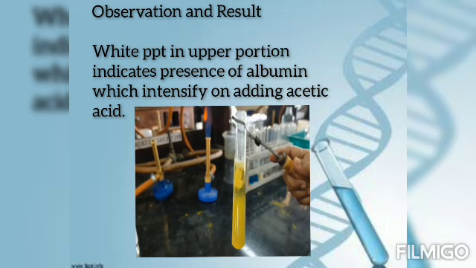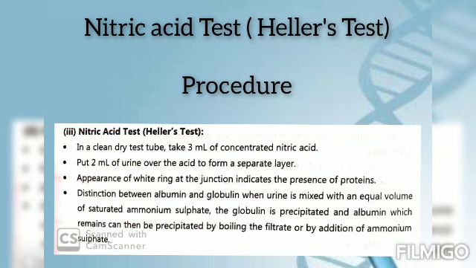Here we can observe the presence of white precipitate, which is observed after the addition of acetic acid. Then the next test is the nitric acid test, which is also known as Heller's test. Procedure: in a clean dry test tube, take 3 ml of concentrated nitric acid, put 2 ml of urine over the acid to form a separate layer. Appearance of a white ring at the junction indicates the presence of protein.